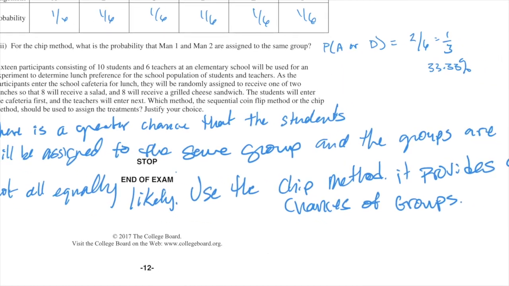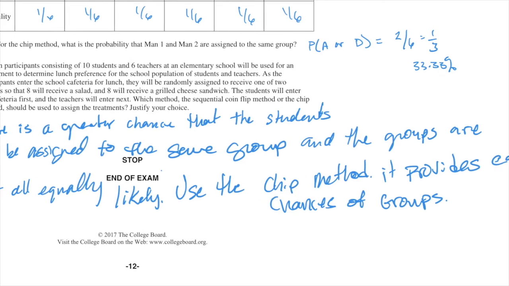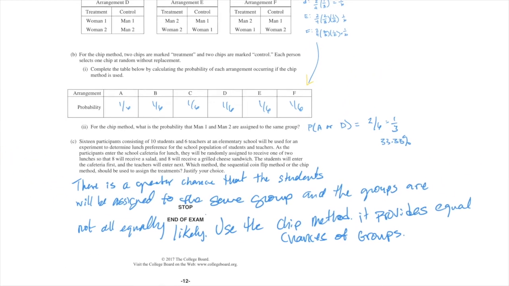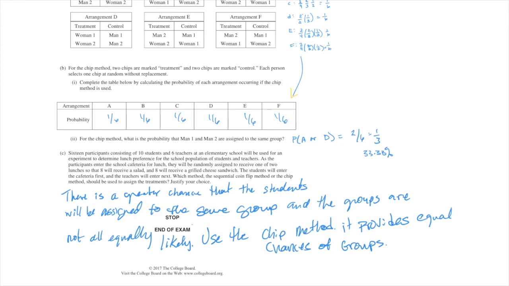So I said, let's choose the chip method because that method provides a much more equal chance, so the groups that come out are all equally likely to occur. And for an experiment, that keeps everything in check, and I don't have any confounded variables there. So we can talk about which group seemed to have better results, and they were all equally likely to show up. This was a pretty challenging question for number 6.